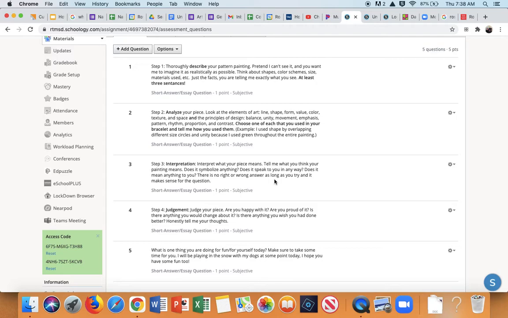Interpretation. It's the pattern painting, so there's really not too much to interpret because you were limited. You had to use geometric shapes. But do tell me what you think. Did you choose specific colors? Did you choose specific shapes for a reason? And then judge your piece. Are you happy with it? Are you proud of it? Is there anything that you would change about it?